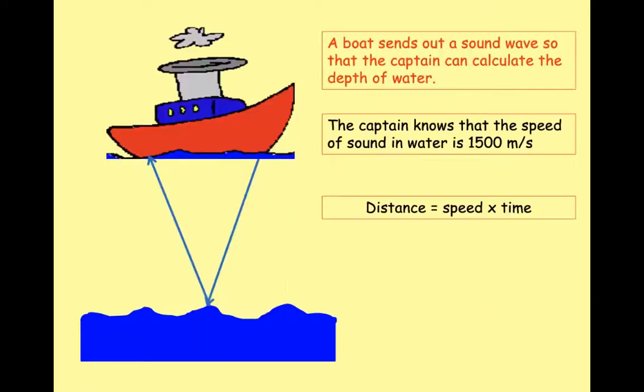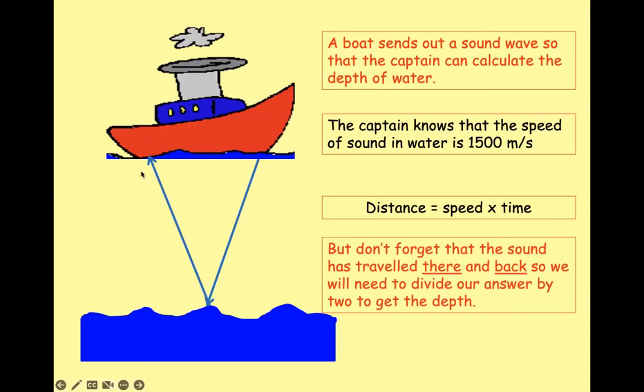All right. So a boat sent out a sound wave so that the captain can calculate the depth of water. The captain knows that the speed of sound in water is 1,500 meters per second. So distance equals speed times time. But don't forget that the sound has traveled there and back, so we need to divide our answer by 2 to get the depth.